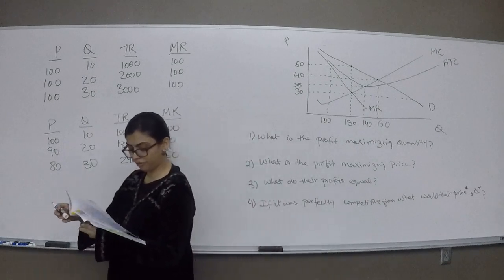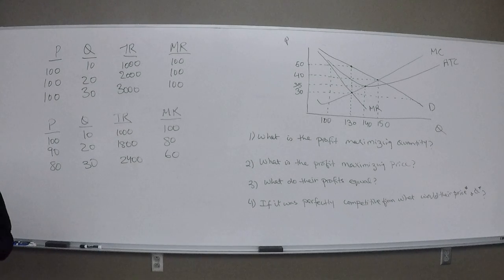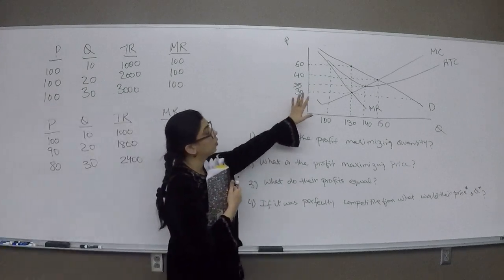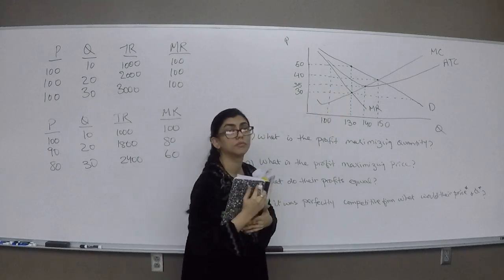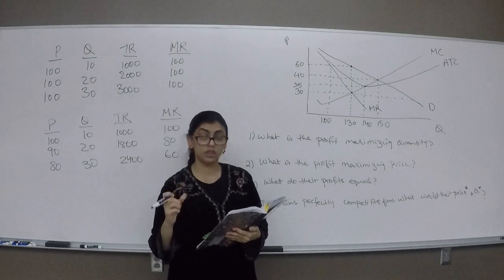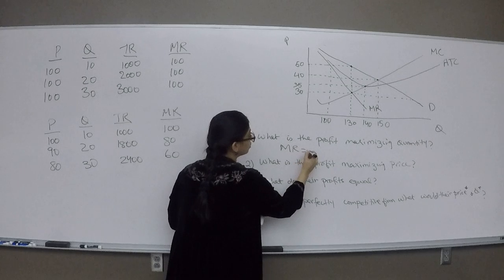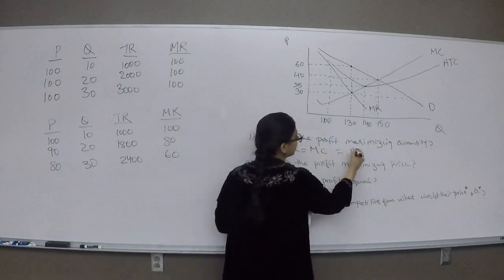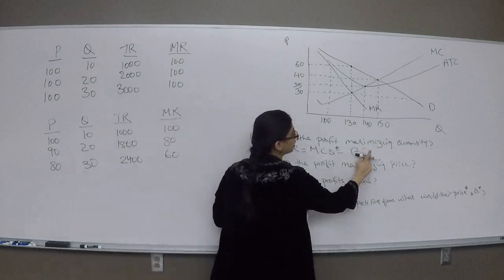So what do you guys think for the first one? What is the profit maximizing quantity? The same rule applies as before. Wherever marginal revenue is equal to marginal cost, that's how much they're going to produce. 130. So your equilibrium quantity is 130.